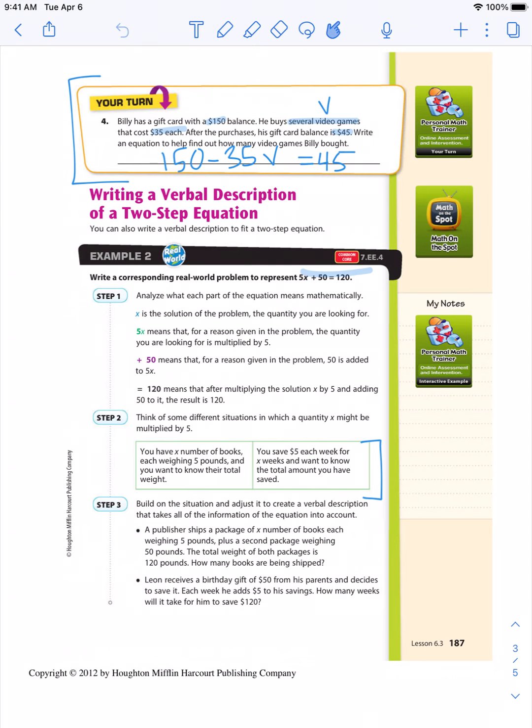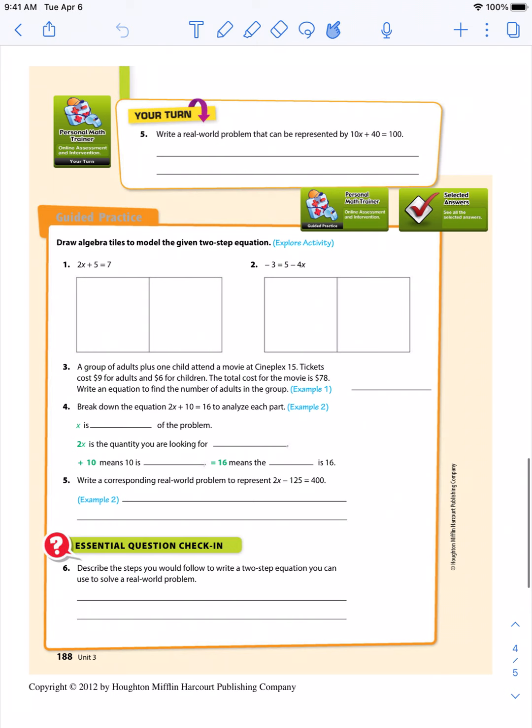You save $5 a week. That 50 still has to represent something, so we'll say we started with $50. So you have $50, you save $5 a week, you're going to end with $120. How many weeks do you need to save for? All right, so that's an example of one situation that could be represented with 5x plus 50 equals 120.